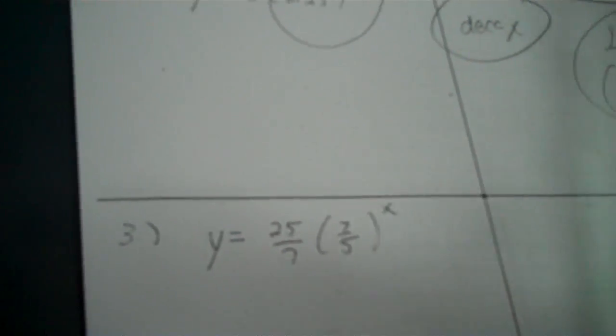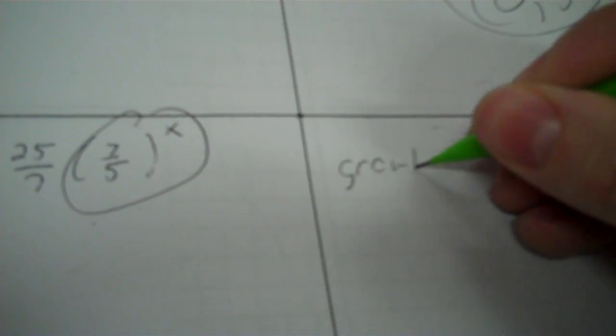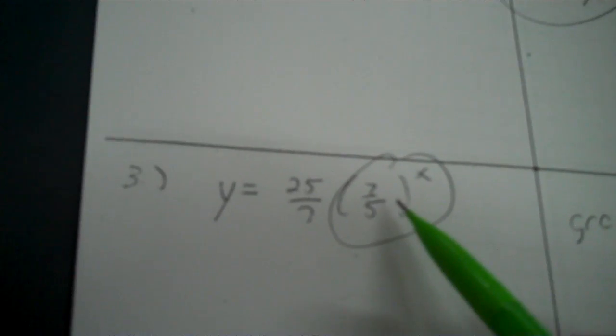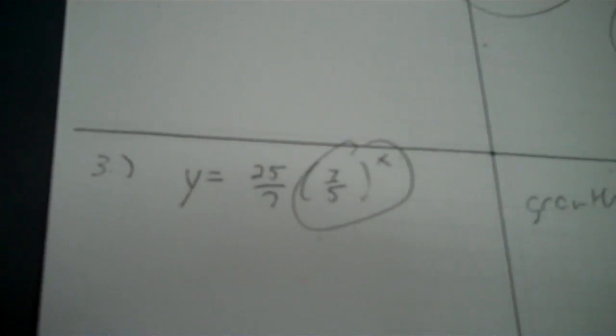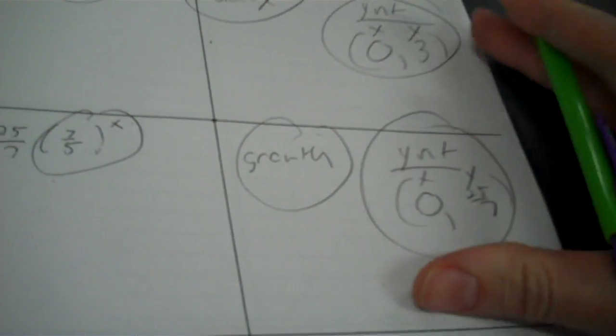Okay, some of you guys that do not understand fractions, you simply take 7 divided by 5. That looks like it's bigger than 1. Okay, so that's growth. Okay, that's 1 times 25 over 7 is 25 over 7. You can leave it improper. It can be a mixed number. I don't care. It'd be 3 and 4/7. Okay, next one.